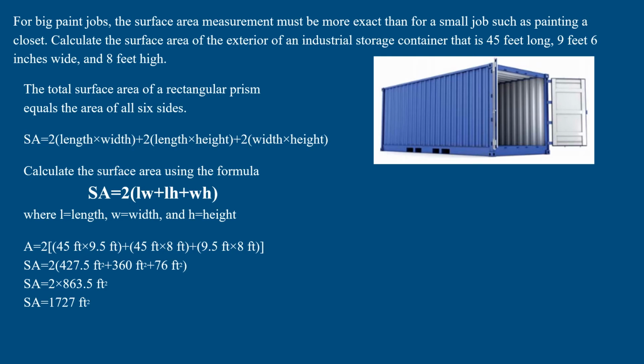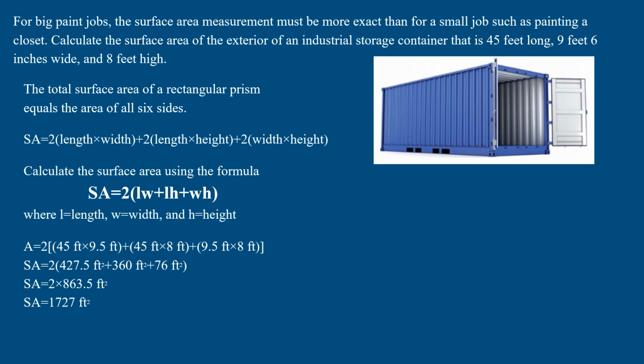Our container is 45 feet long, so that would be our length. It's 9 foot 6 inches wide, so that's our width. Please note 9 feet 6 inches. 6 inches is half a foot, right? Because 12 inches is a foot, 6 inches is half a foot. So when we put it in the equation, we put it in as 9.5. If you need help converting from feet and inches to a decimal, please let your teacher know, and we can get some work on that.